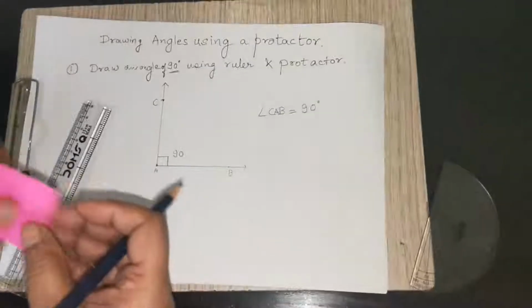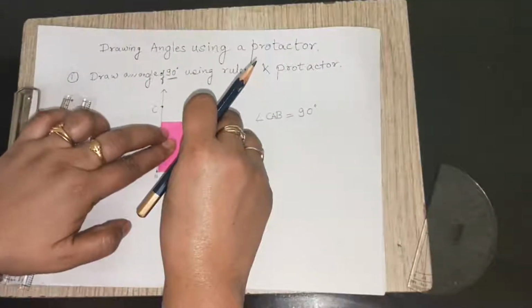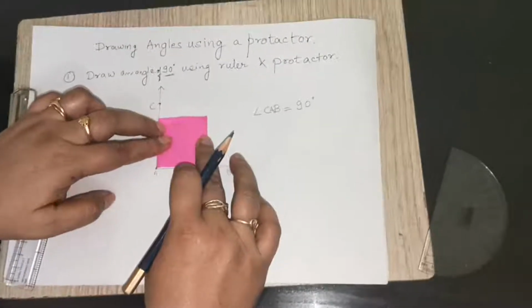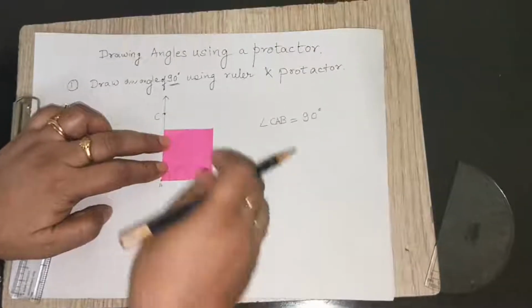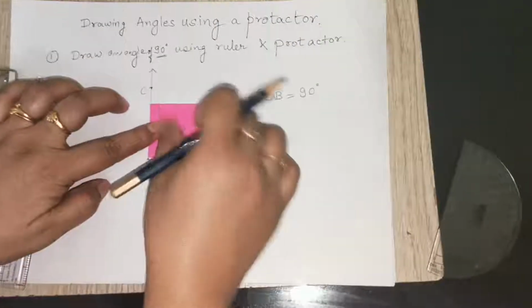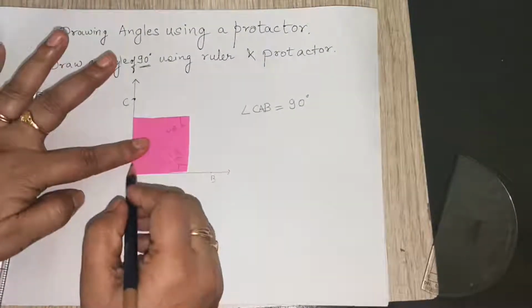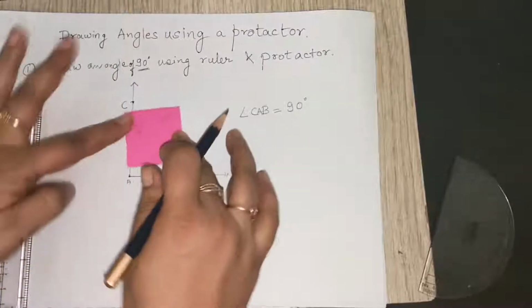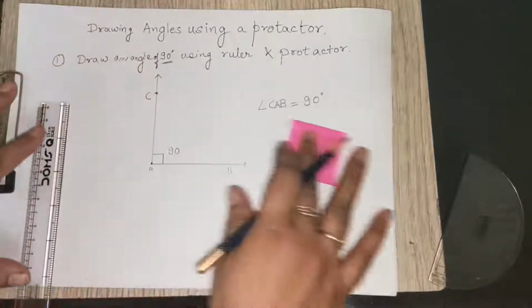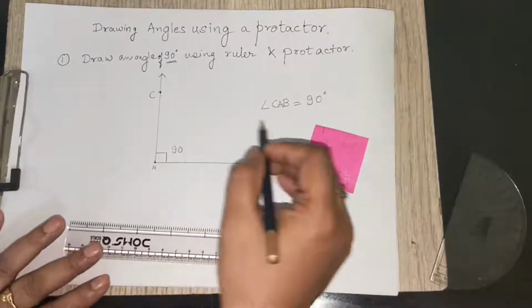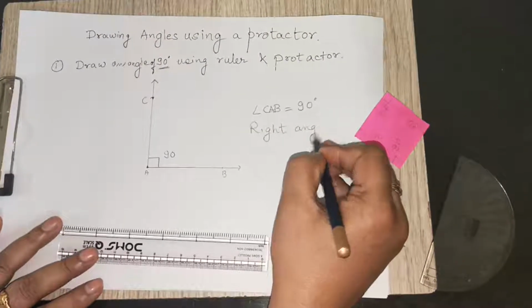Now children, here I have a square, and you all know all the sides of a square are equal and all the angles of a square are 90 degree. Here you can see this is 90 degree. Here again this side is again 90 degree. Again keep it in this way, again you will see this is 90 degree. Again you will find that it is 90 degree. Now children, this is your right angle and it is of 90 degree.